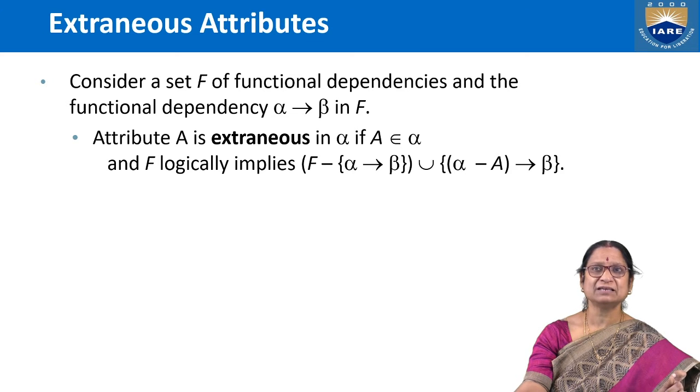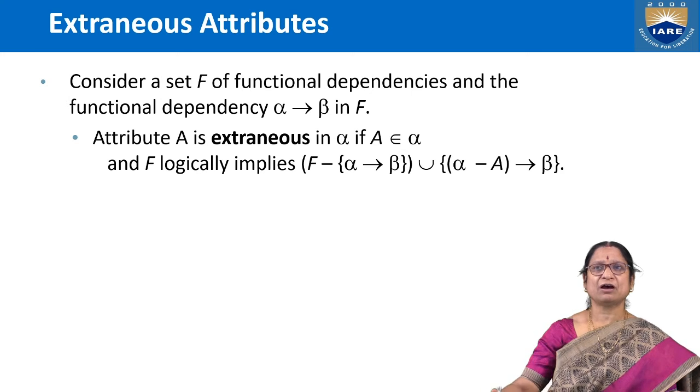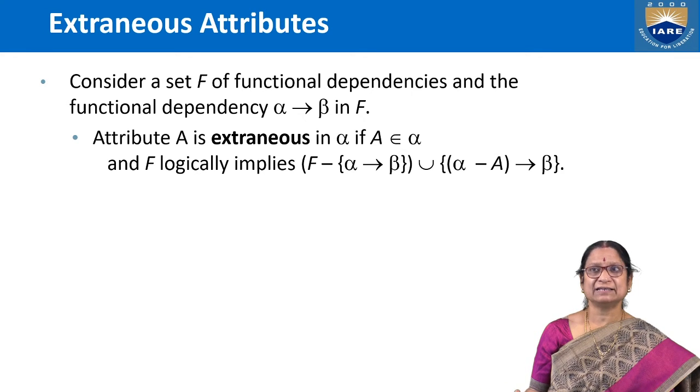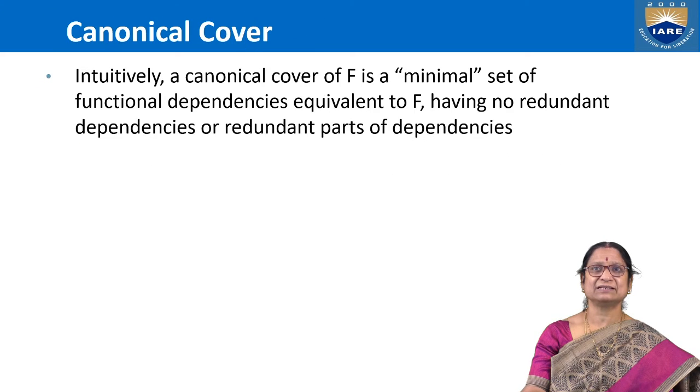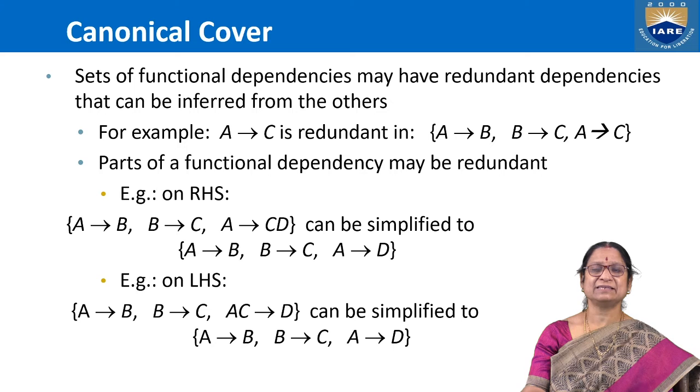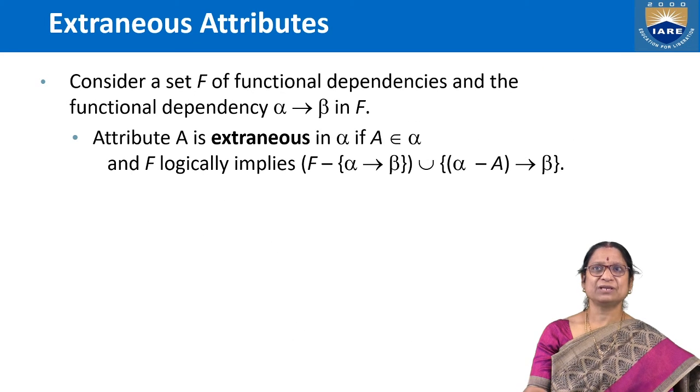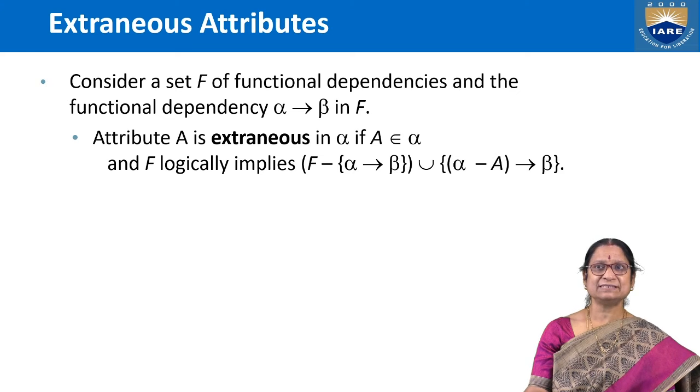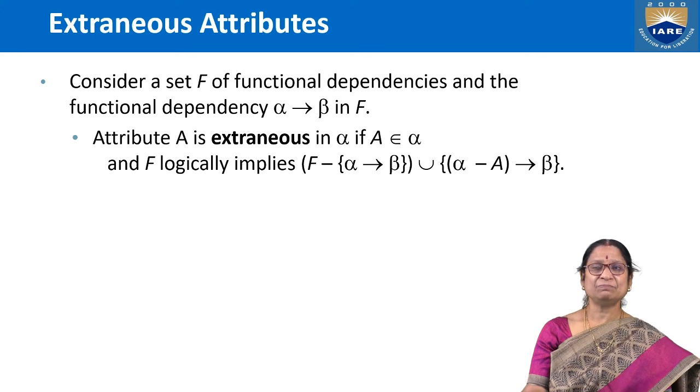Alpha minus A means you are removing A from alpha, and if the respective FD is implied, then A can be considered as extraneous. In the previous example also we considered this. Here in this AC, C we considered as extraneous actually. So an extraneous attribute on the left hand side means that even by removing it, the respective FD can be implied.